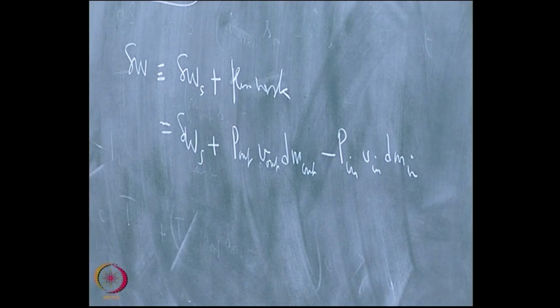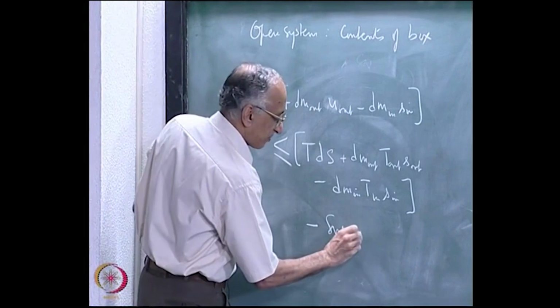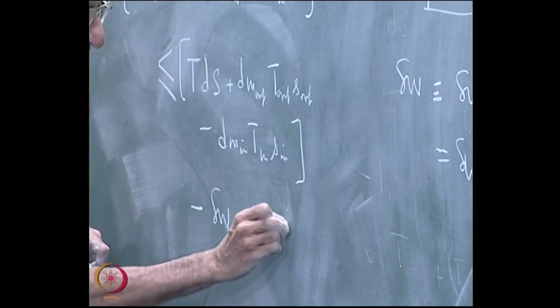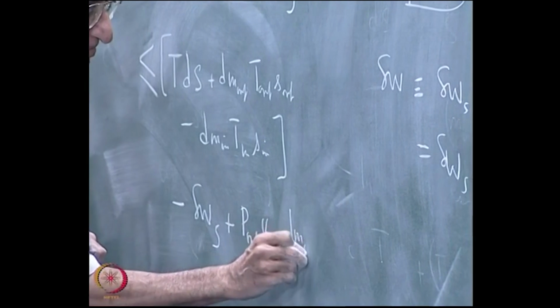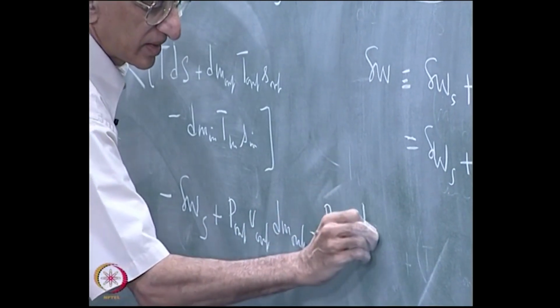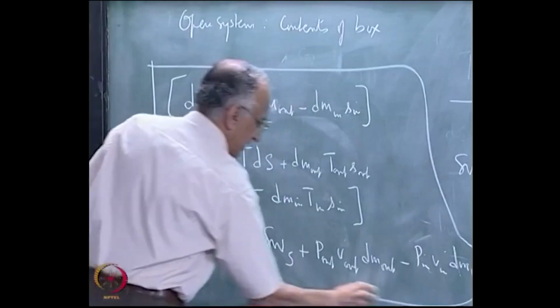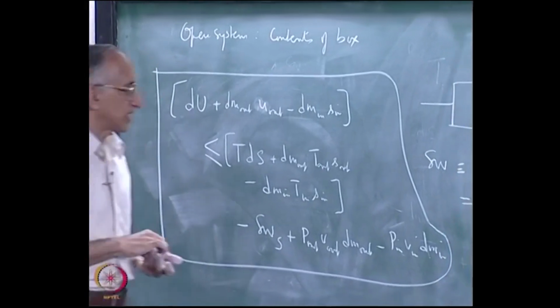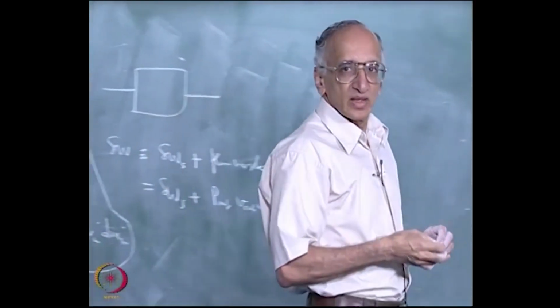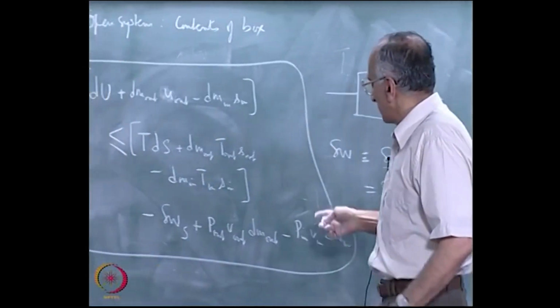So what we do is, instead of this delta W, I write that delta Ws plus P out V out dm out minus P in V in dm in. So this is your law for open systems. It can be written a little more elegantly, we will do that in a minute. Actually I think I will stop here and let you ask questions.